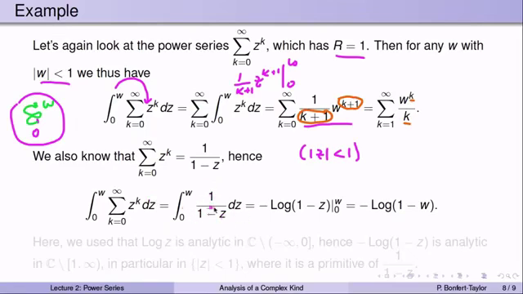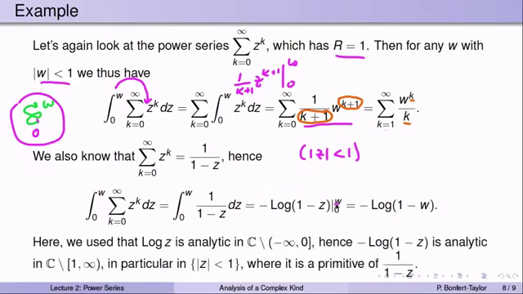Well, an antiderivative of 1 over 1 minus z in the disk of radius 1 centered at the origin is minus log of 1 minus z, because the derivative of minus log of 1 minus z is minus 1 over 1 minus z times the derivative of the inside function, which gets rid of that minus sign. So the derivative of minus log of 1 minus z is indeed 1 over 1 minus z, and if I again plug in the upper bound w, I get minus log of 1 minus w, and at the lower bound the primitive is equal to 0. We used here that the logarithm of 1 minus z is analytic in this disk.